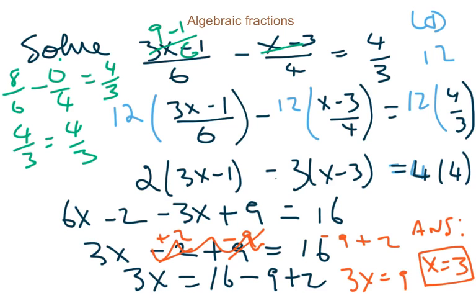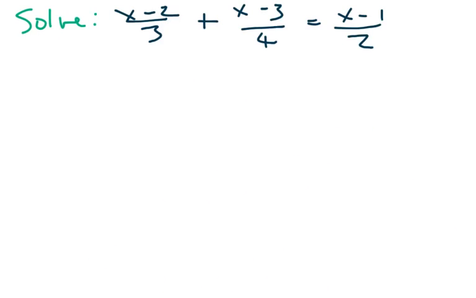Let's have a look at the last one. So here's the equation we've got to solve. We're trying to find the value of x which satisfies this. So we've got 3 different fractions on the bottom, 3 different denominators. The common denominator, the one that they will all divide into, is 12. So LCD is 12. So I'm going to multiply both sides by 12.